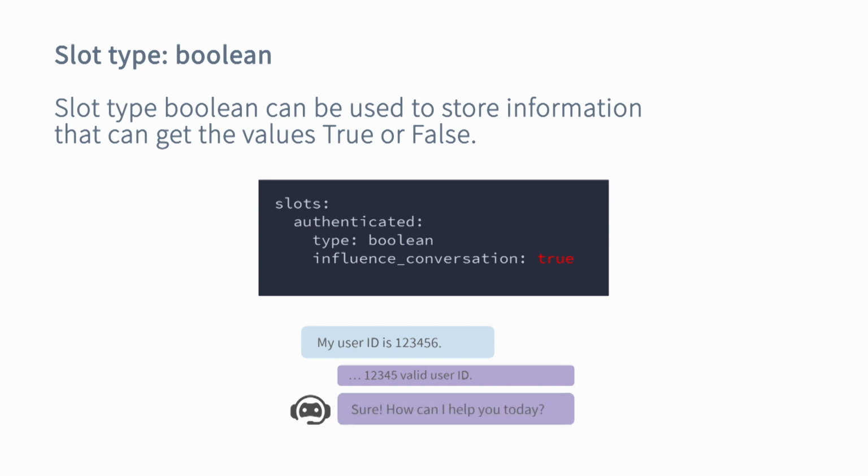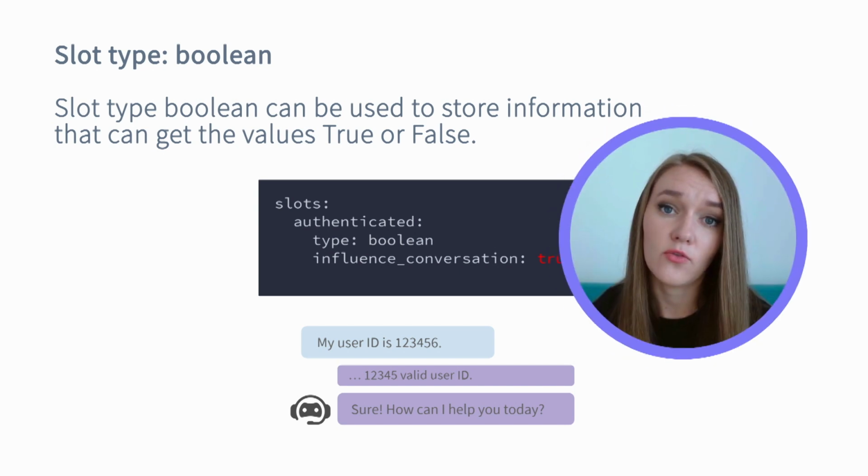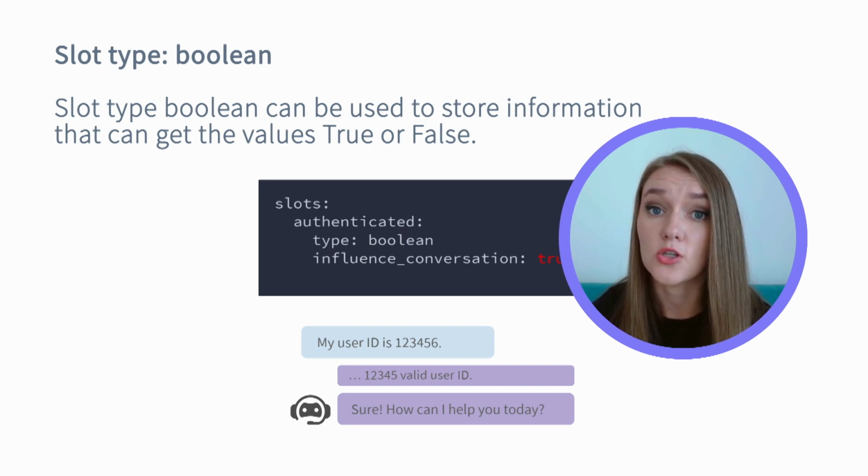And if the user is, then an assistant can proceed in responding and performing specific actions. If the user is not authenticated, an assistant will probably respond with something else, asking to provide additional details or telling the user that they are not authenticated and that there are another necessary steps needed for the user to take. As you can see, the definition and configuration of the slot type boolean is very similar to the previously covered text slot, but there is a very big difference in how these slots work. For boolean slot, it's actually the value that will influence the conversation if the slot is configured that way.